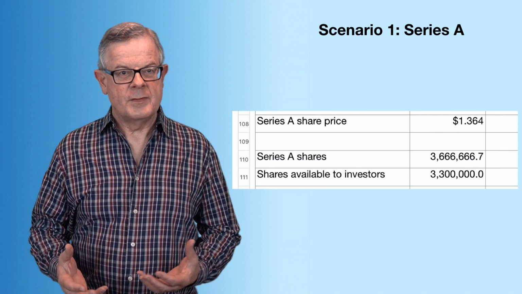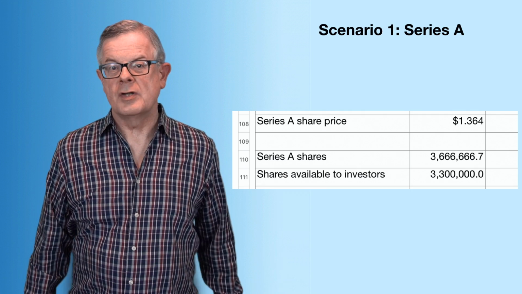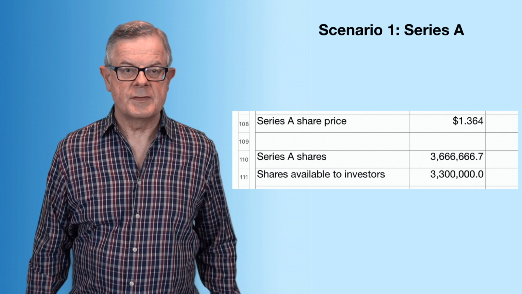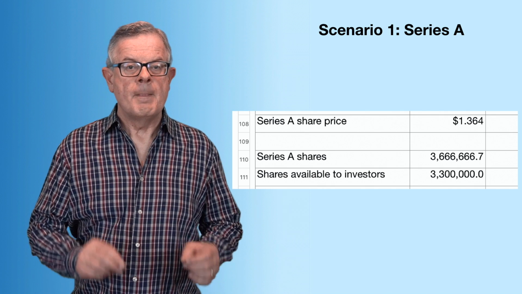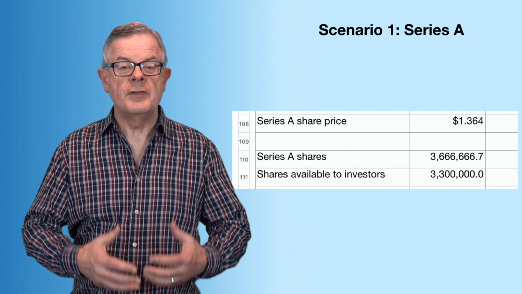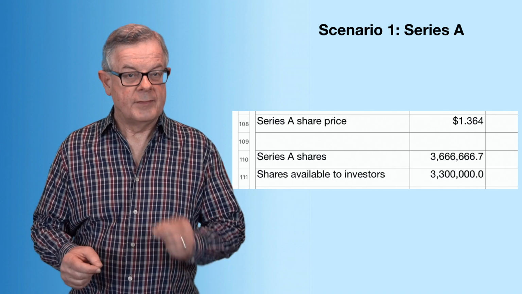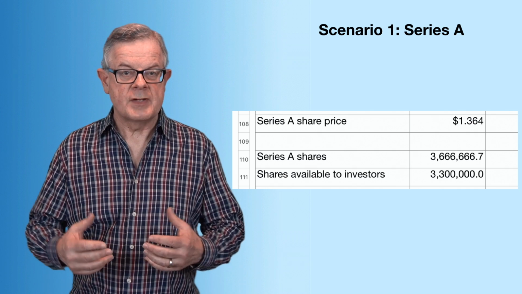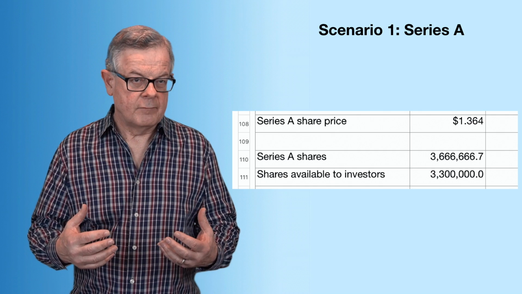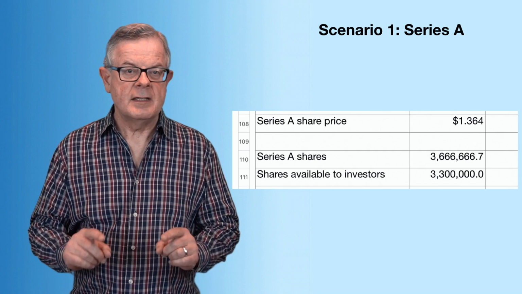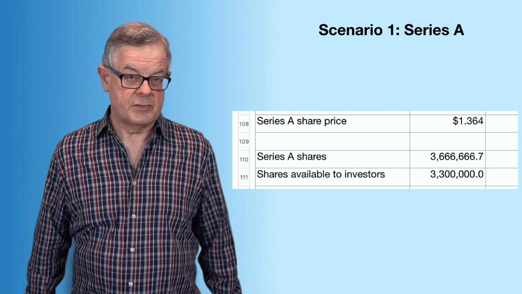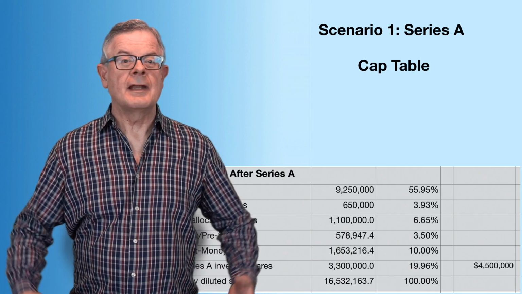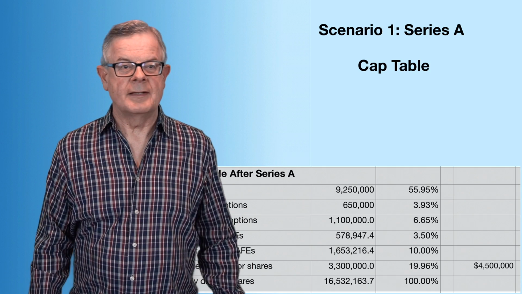So now getting into the Series A, as you recall, our share price is just over $1.36. There are just over 3.6 million Series A shares, but we calculated up above the pro rata right that the one post-money SAFE investor has. So that has to be subtracted from those Series A shares to get the number of shares that are actually available for new investors. And having allocated that, now we can take a look at the cap table.